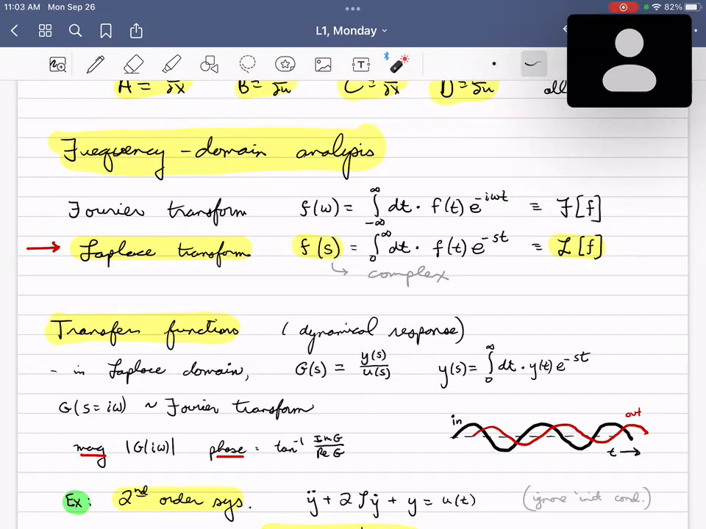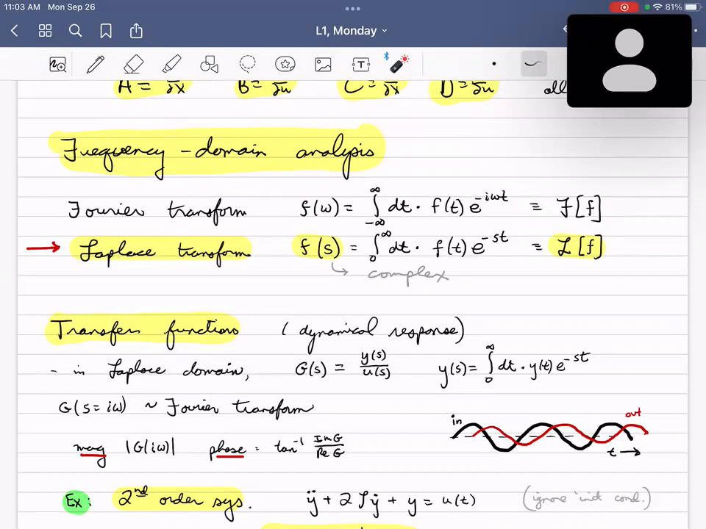And if we substitute s equals i omega, then, again up to limits, 0 to infinity instead of negative infinity to infinity, we'll have a Fourier transform. And so we can think of the frequency response and the phase response of the system. So the magnitude of G of i omega, the Fourier transform, will be the magnitude response, and we can also talk about a phase response.